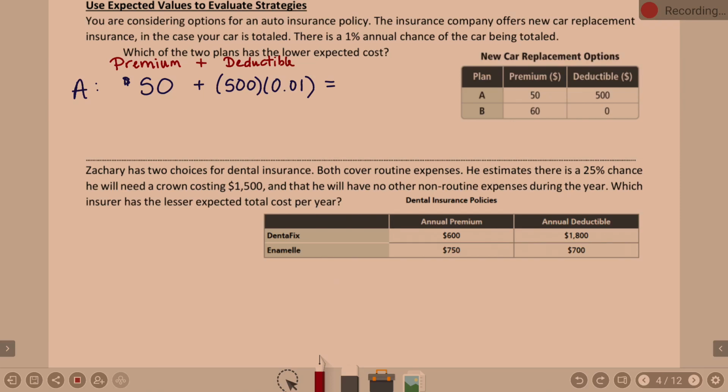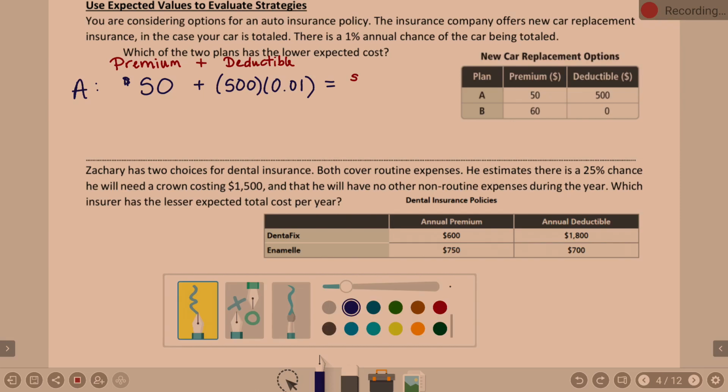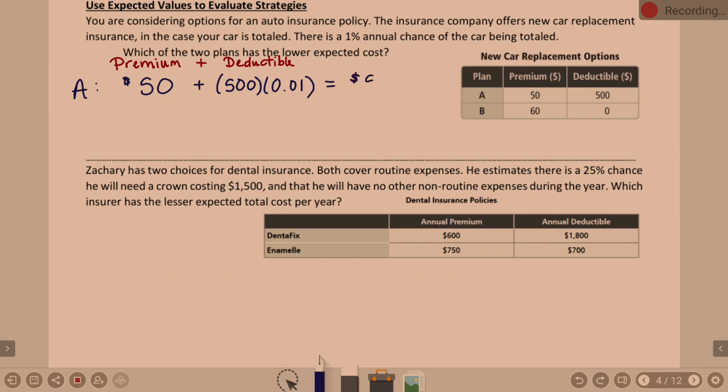Okay, what are you guys finding out? $55. Yeah, 1% of 500 is $5. 50 plus 5 is 55. Okay. Check out Plan B.